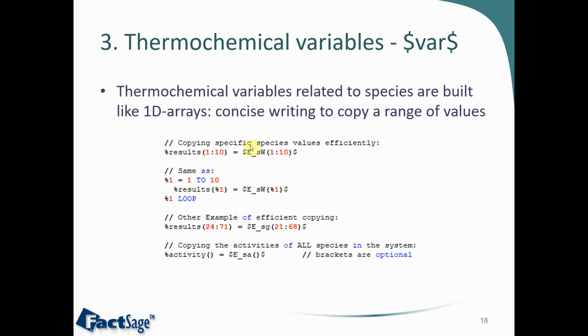on both sides of the equal sign. And also you can copy, as shown here, for the activity of the species, all the values related to species at once by omitting the code numbers. So if you don't specify any number here, you can also remove the brackets. The macro processor will understand that you want to have the activities of all the species at once. And then you can copy them directly into a user array like this. But the size of the arrays must match on each side of the equal sign. So you have to know in advance how many species there are in the equilibrium file so that you can create the array with the correct size.